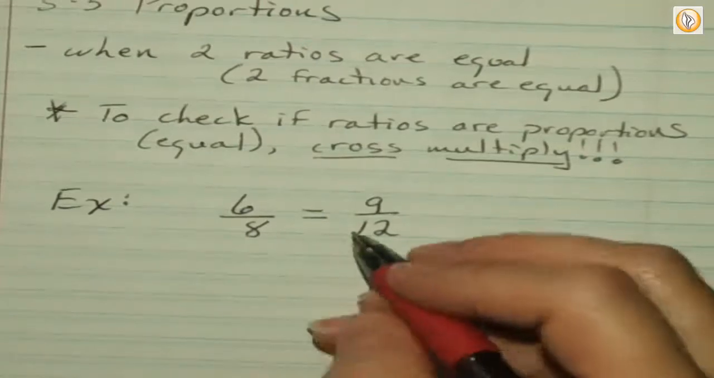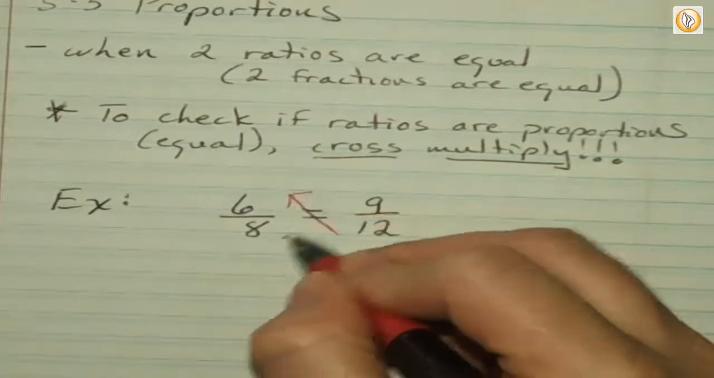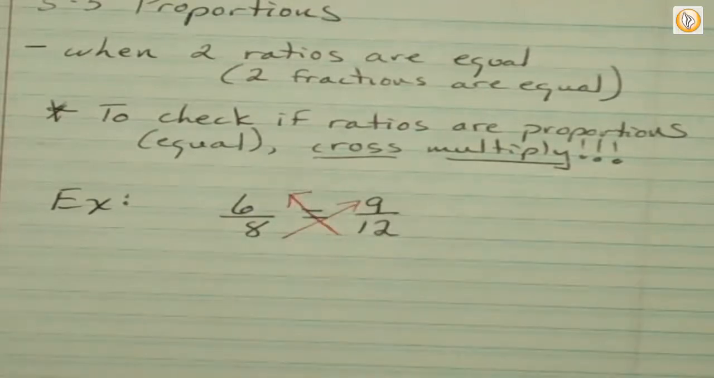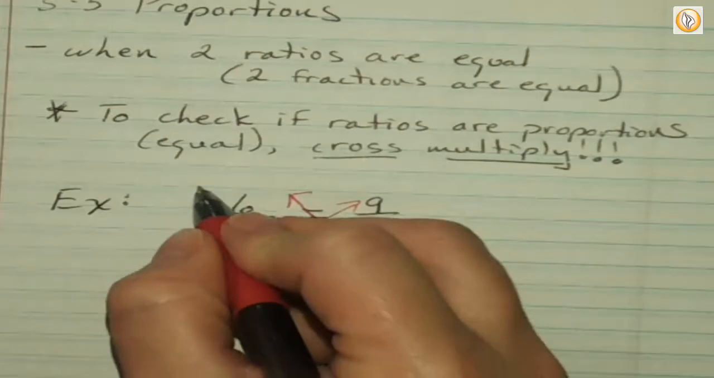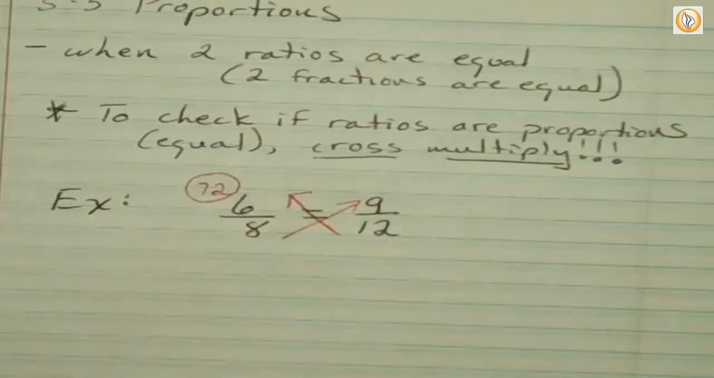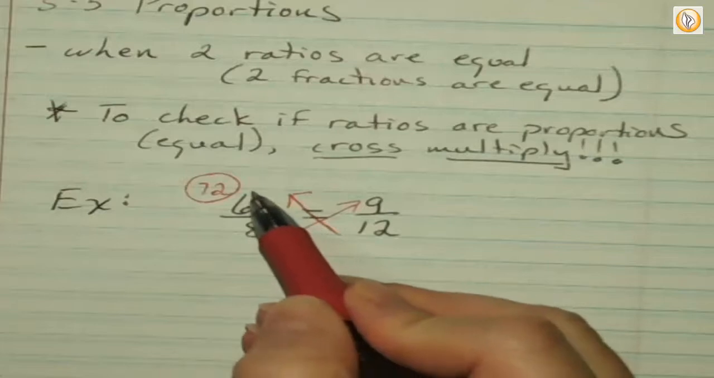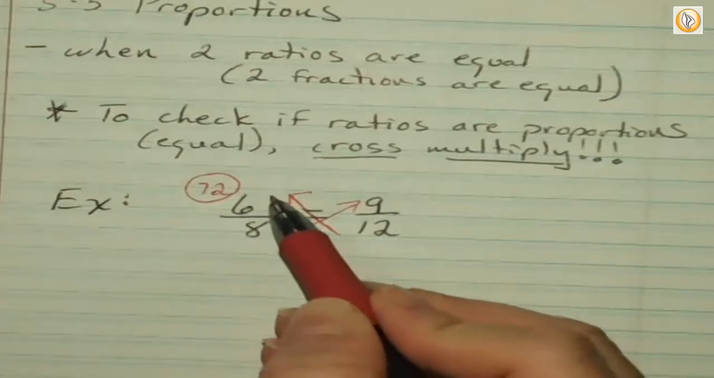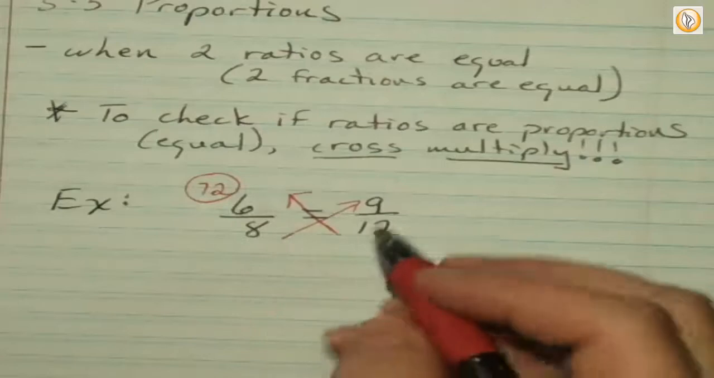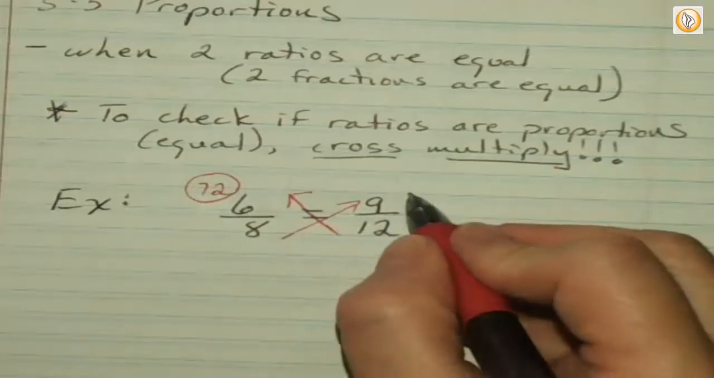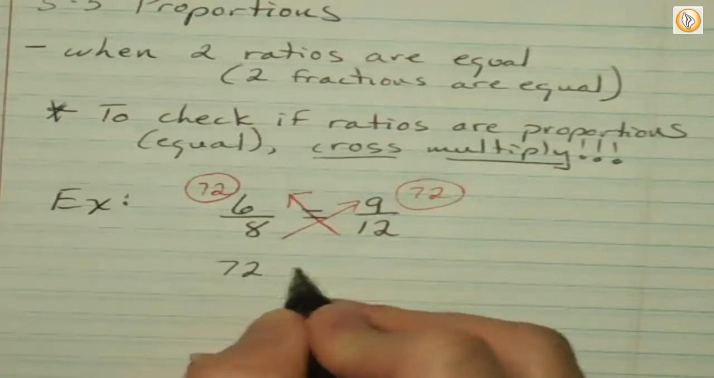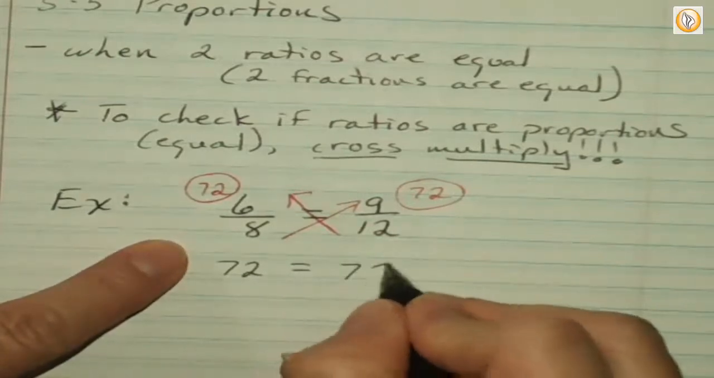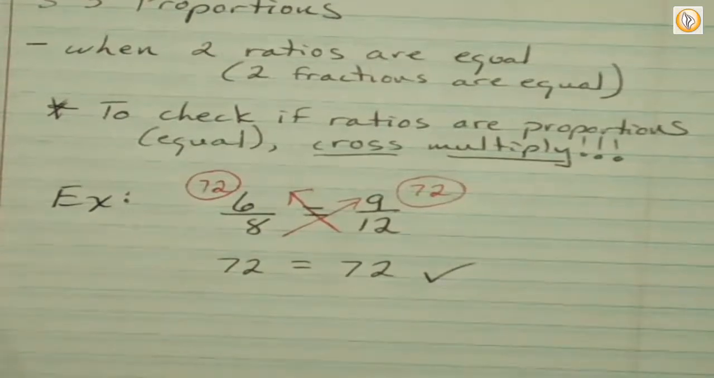All right, so if we cross multiply, remember the arrows go up, they do not go down. And we multiply. 12 times 6 is 72. Notice I wrote it on top. 12 times 6, the arrow goes from the bottom to the top, and I'm writing 72 with the circle. 8 times 9 is what? 72. Also 72. So therefore, 72 equals 72. They are proportional.